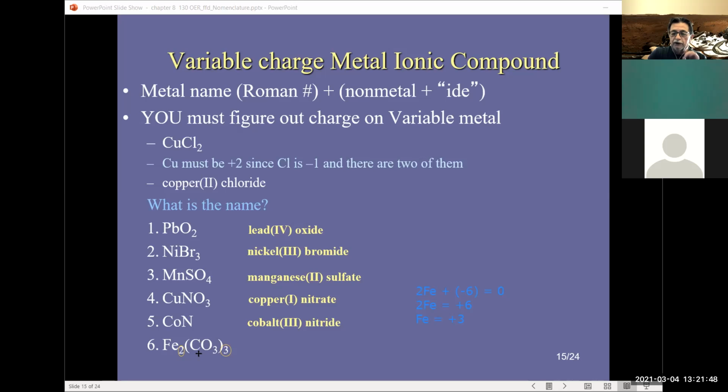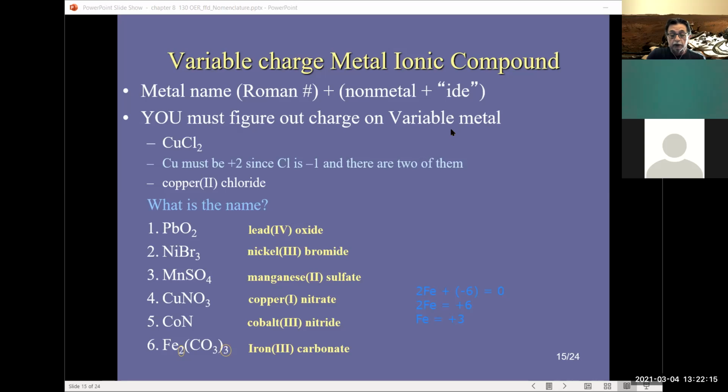So at a glance, when I got that formula, I could automatically say we are working with iron 3, just based on the subscript of the anion. And the mathematical equation we just set up verifies it. So iron must be a +3. So we're dealing with iron, Roman numeral 3, carbonate.